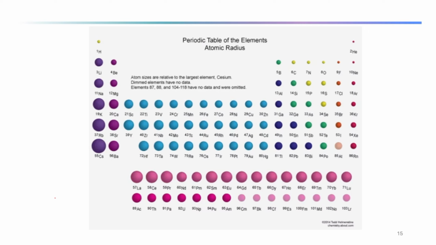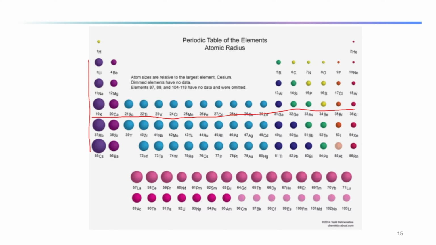Before that, if you see the periodic table of elements for atomic radius, this periodic table gives you the size of the elements. The ones on the left are bigger, these spheres are bigger in size. That means their atomic radius is bigger. And as you go along a period, from left to right, the size decreases. Now why does this happen?